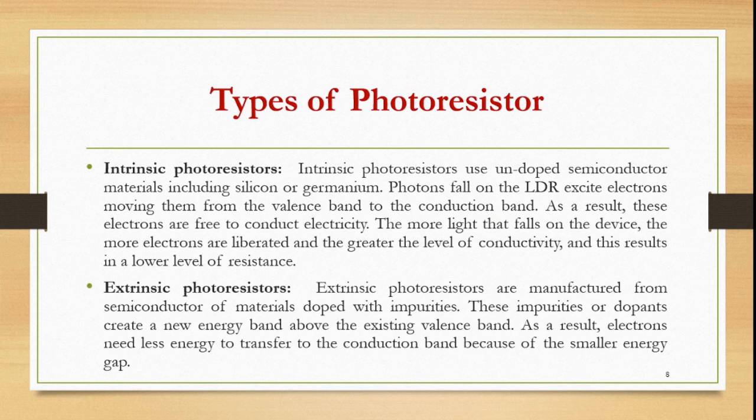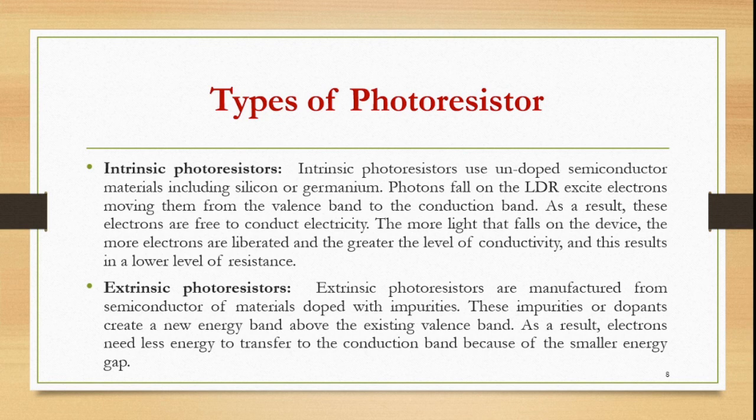There are two types of photoresistor according to the structure. One is called an intrinsic photoresistor, another is called an extrinsic photoresistor. Intrinsic photoresistors are ones which are undoped, while extrinsic photoresistors have impurities, that is, they are doped with impurities.